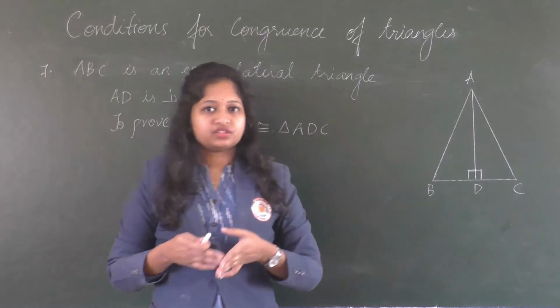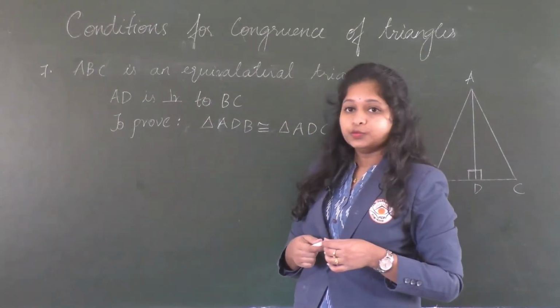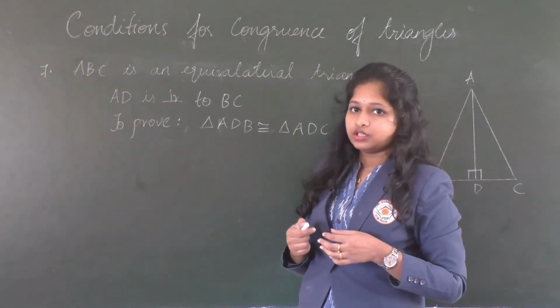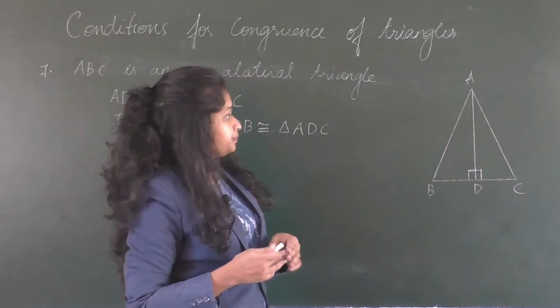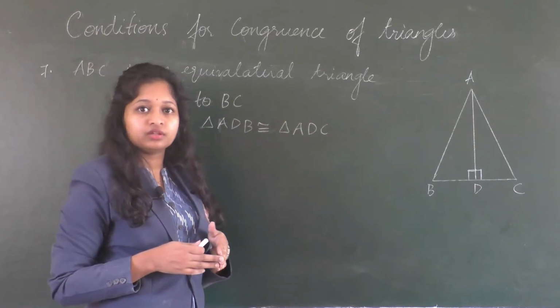ABC is an equilateral triangle and AD is perpendicular to BC. We should prove that triangle ADB is congruent to triangle ADC. Okay. What is the speciality of an equilateral triangle?